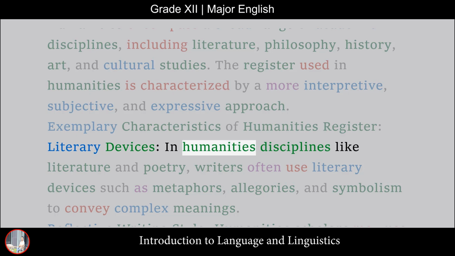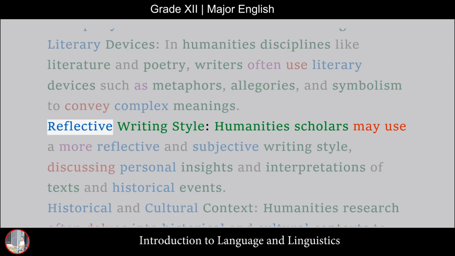Literary devices. In humanities disciplines like literature and poetry, writers often use literary devices such as metaphors, allegories, and symbolism to convey complex meanings. Reflective writing style. Humanities scholars may use a more reflective and subjective writing style, discussing personal insights and interpretations of texts and historical events. Historical and cultural context.